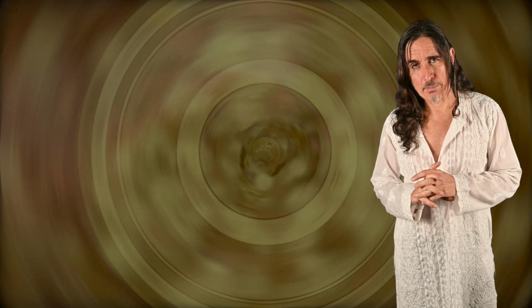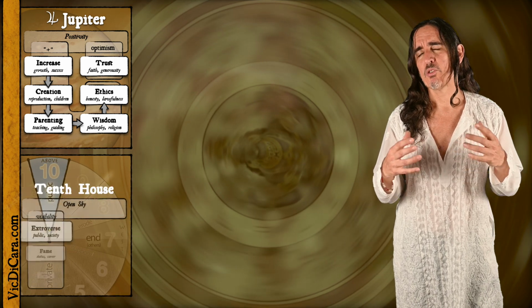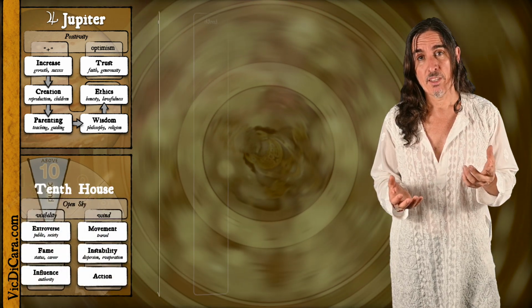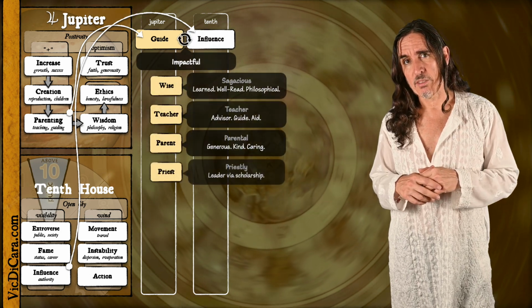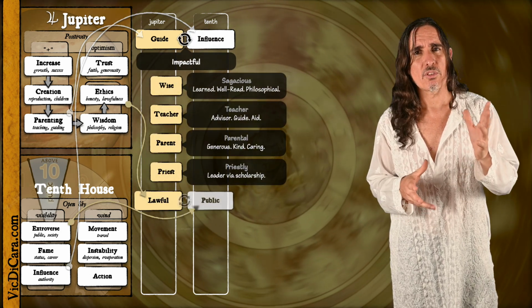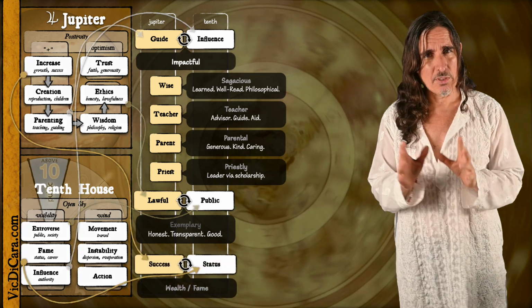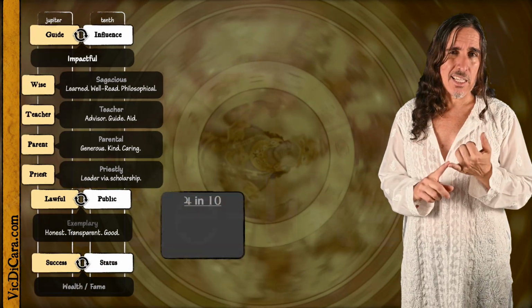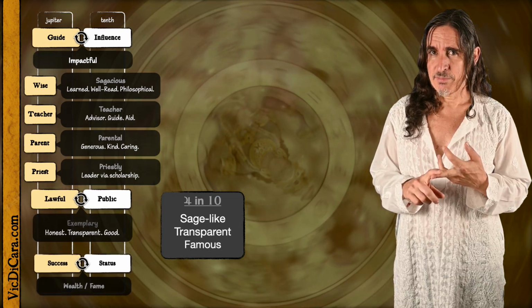In the first episode, we established the basic concept of what Jupiter in the 10th house should be interpreted as. If you want to know the details of that, the link will be in the description below. But for now, just to summarize with the shorthand keywords, Jupiter in the 10th is sage-like, transparent, and famous.